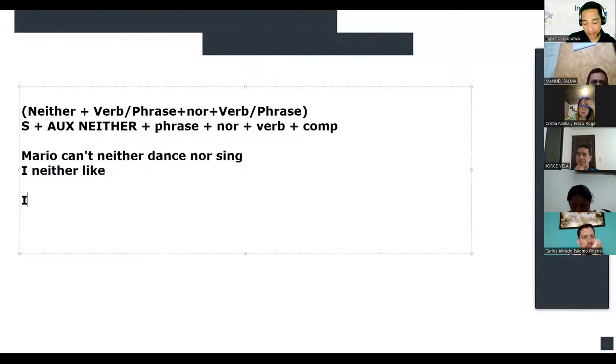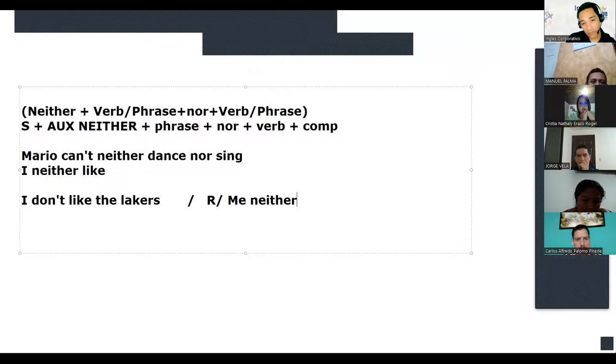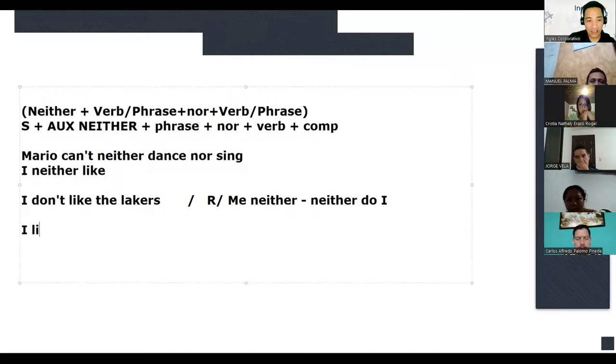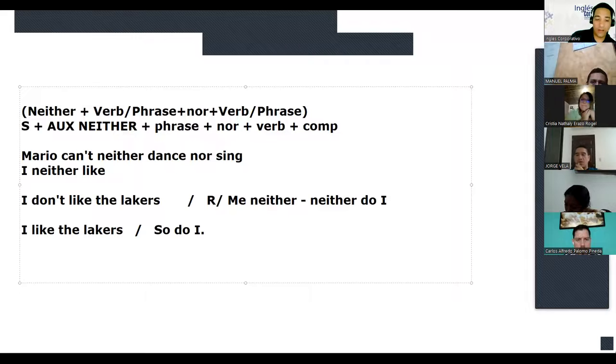That is something else. How to answer. If I say, I don't like the Lakers, Christia could reply, me neither. Or you could also say, neither do I. And if you agree to a positive sentence, I like the Lakers, you could say, so do I. You can say me too. But that's too basic.